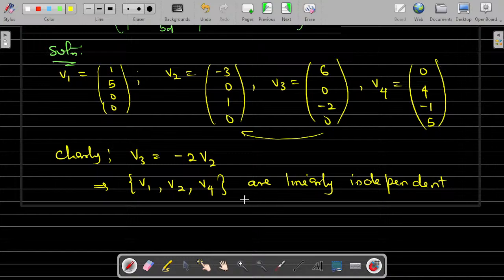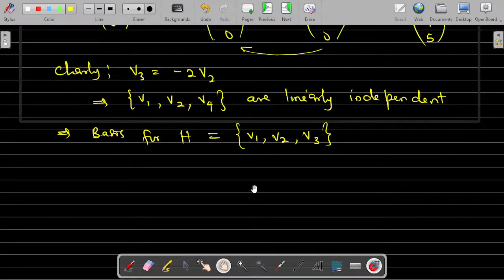And if these 3 are the linearly independent ones, we can conclude that the basis for the subspace H is equal to our V1, V2, and then V4. And if that is our basis, then that automatically means that the dimension of that subspace is equal to 3. That's the number of vectors in your basis.